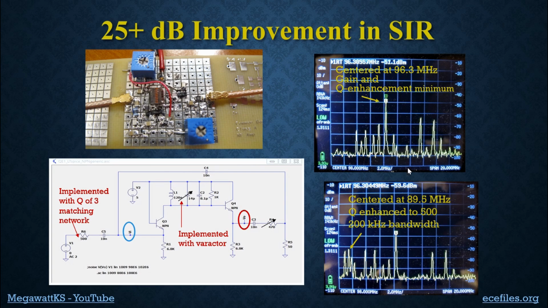Now, does it work? Yes, it works very, very well. This top plot is the spectrum at the output observed on a tiny spectrum analyzer when the filter is tuned to 96.3, which is the super strong station in our area. But I backed off the Q enhancement with this potentiometer to minimum, and also remember there's attenuation here on the output. In any case, the signal there at 96.3, it's already strong. I don't need to amplify it. So there, it's fine. And the interferers are out here and they're all weaker.